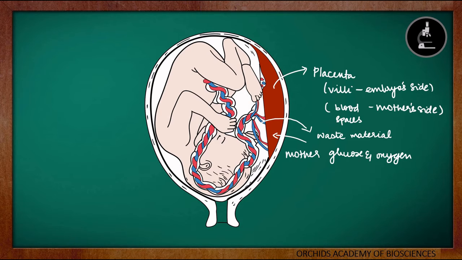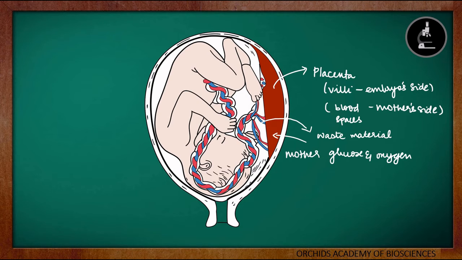So the placenta is a connecting link between the mother and the fetus, or we can say the embryo, and it helps in the transport of glucose and oxygen from the mother to the developing embryo or the fetus, and the transport of waste material from the fetus to the mother's blood. After implantation, we saw that this placenta is developed.